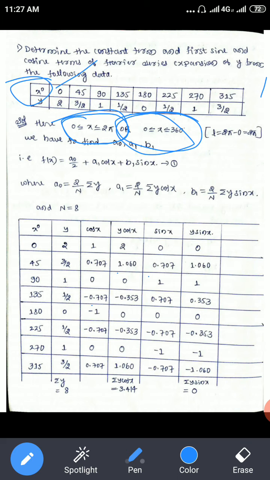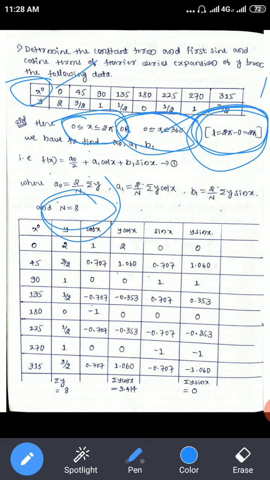So we have to find the first harmonic, the first sine and cosine terms. Here f of x equals a naught by 2 plus a1 cos x plus b1 sin x. Since the length of the interval is 2 pi, we use the first formula, where a naught is 2 upon capital N summation of y, a1 is 2 by N summation of y into cos x, and b1 is 2 by N summation of y into sin x. Here N is 8.